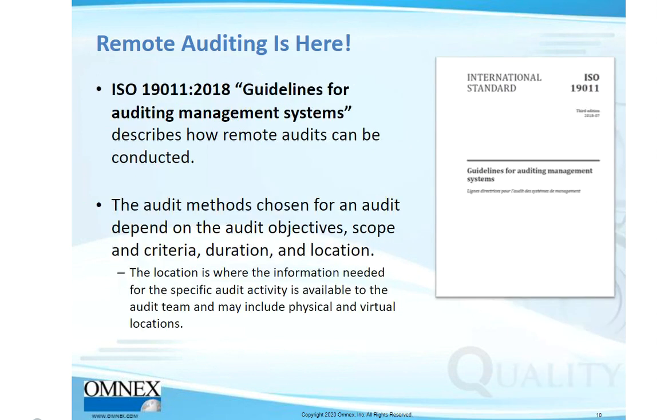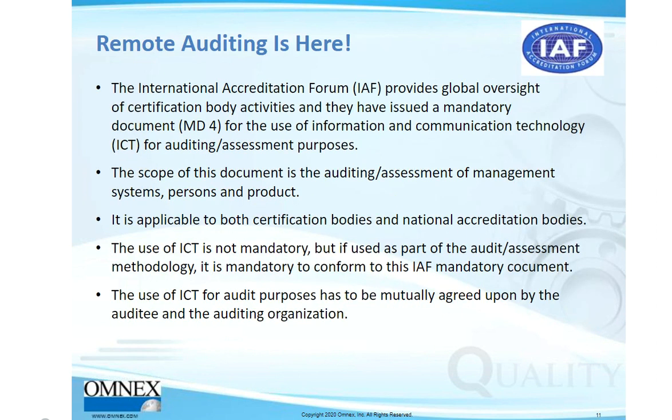As I mentioned to you, 19011 is the standard, folks, that we use for auditing all different kinds of audits, from ISO 9001 to 13485 to AS 9100 to IATF 16949. It says the audit methods could be chosen for the audit based on the objective, scope, and criteria. So the definition we gave earlier comes from 19011.